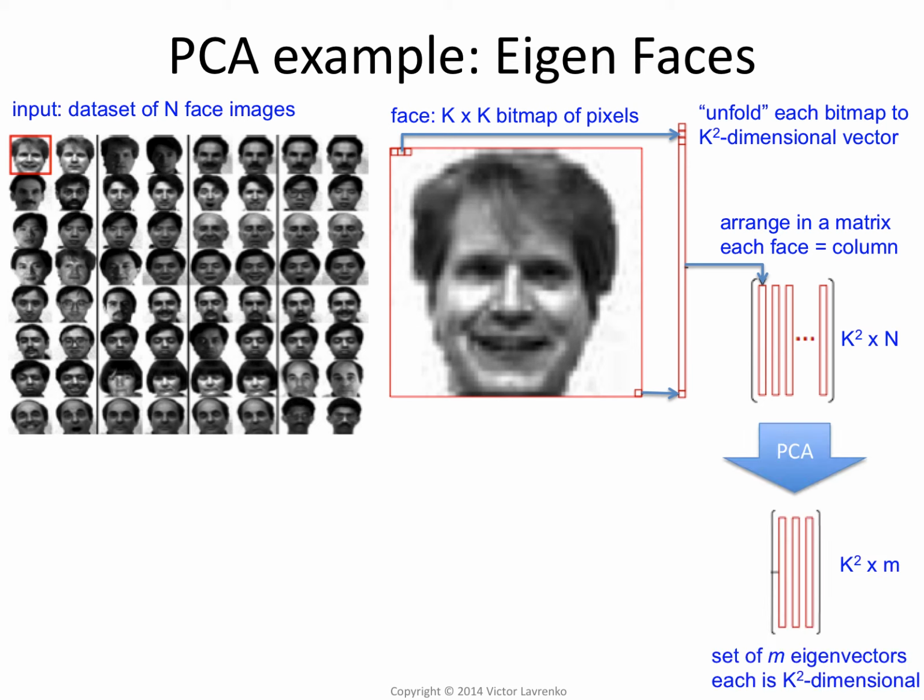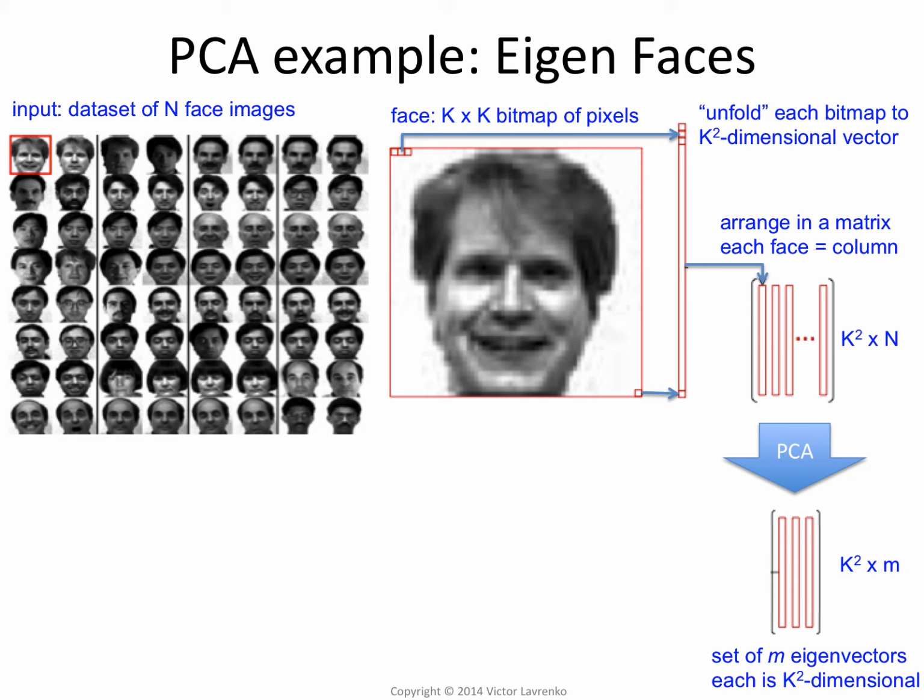After I run PCA, I'm going to end up with a set of eigenvectors, and I'm only going to take the m largest eigenvectors. The total number of eigenvectors in this case is going to be k squared, because that's the dimensionality of the covariance matrix. But I'm only going to be looking at m of them. So what comes out of PCA is a matrix which has k squared rows, because each of the eigenvectors is k squared dimensional, and there are m of them.